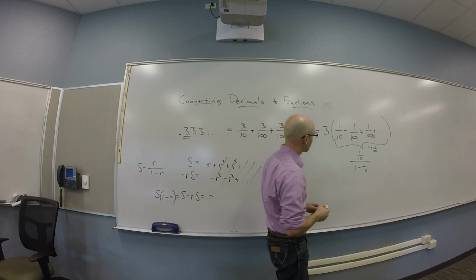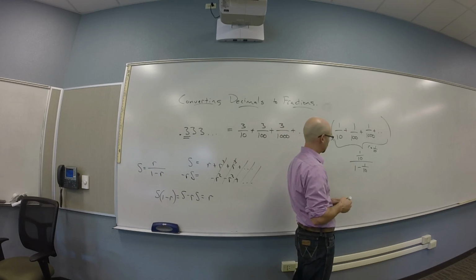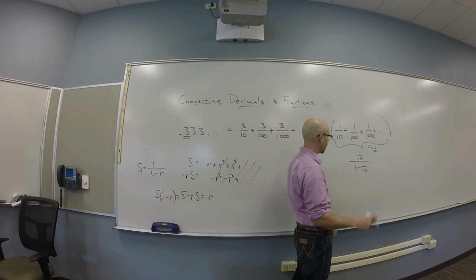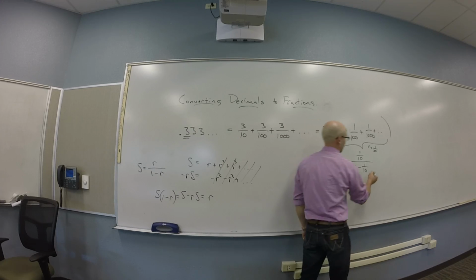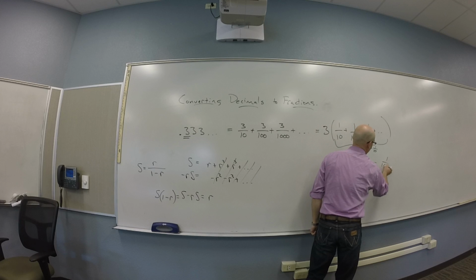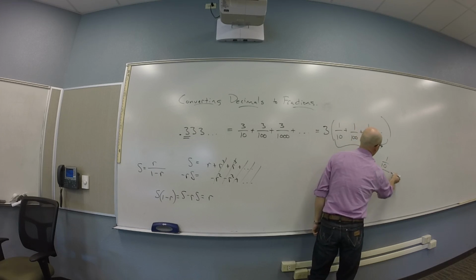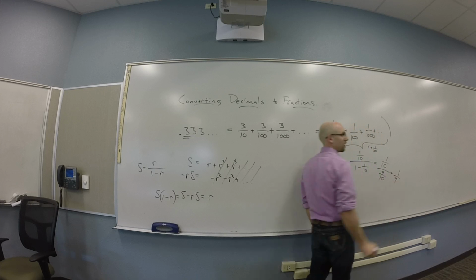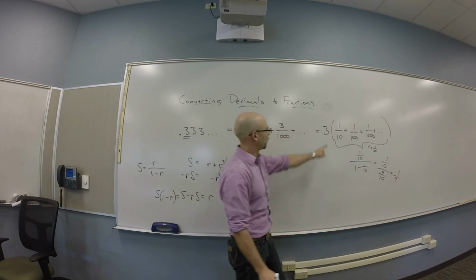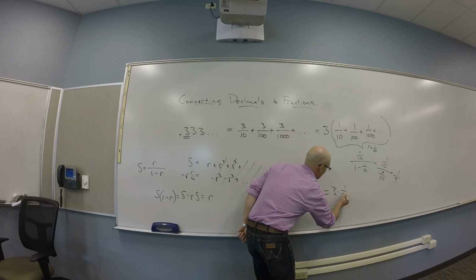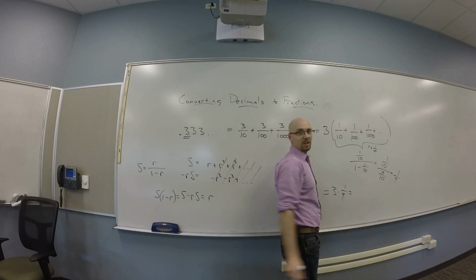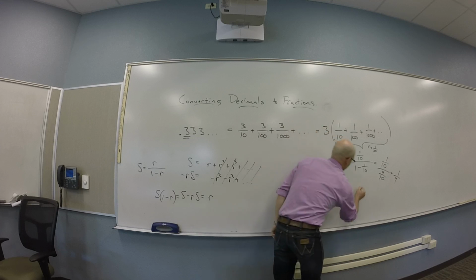So what does this boil down to? What's 1 minus 1/10? It's 9/10. So this is 1/10 divided by 9/10, which is 1 over 9. So you have 3 times 1 over 9, which is 1/3.